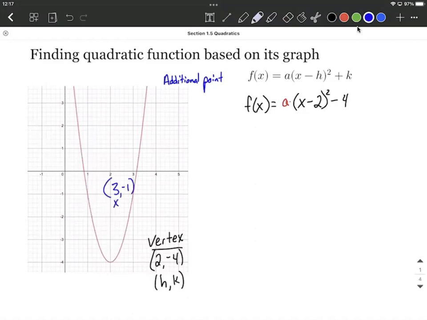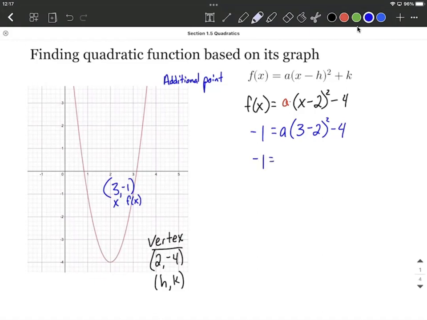So that's an x value and an f of x, or y, value. I'm going to plug that into the function that we're creating over on the right-hand side. So -1 can replace f of x, and 3 can replace our x. Okay, from here we now have an equation that only has one unknown. We don't know what a is yet, but everything else is constants or numbers, so we can do a little bit of solving and find a.